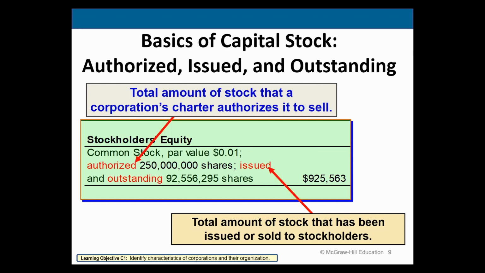No formal journal entry is required for stock authorization. The corporation discloses the number of shares authorized in the equity section of its balance sheet or notes. So we see here in our example, the company has a total of 92,556,295 shares that were issued and outstanding.